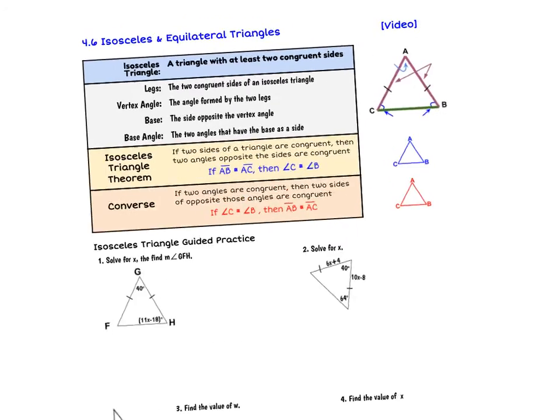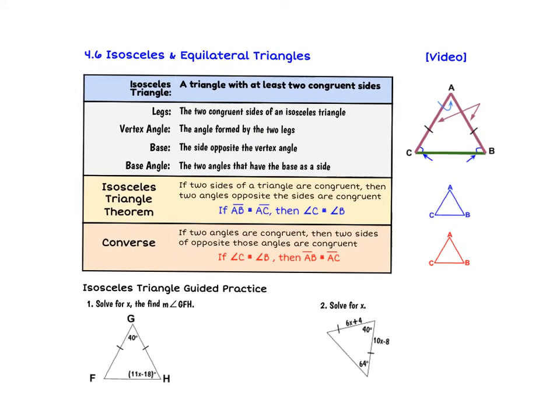Hello everyone. Today we're looking at isosceles and equilateral triangles, as well as the associated ideas behind them for congruency. So let's start with definitions. Isosceles triangles, we've talked about these in the past, but they're going to be triangles with at least two congruent sides. Legs, the two congruent sides of the isosceles triangle.